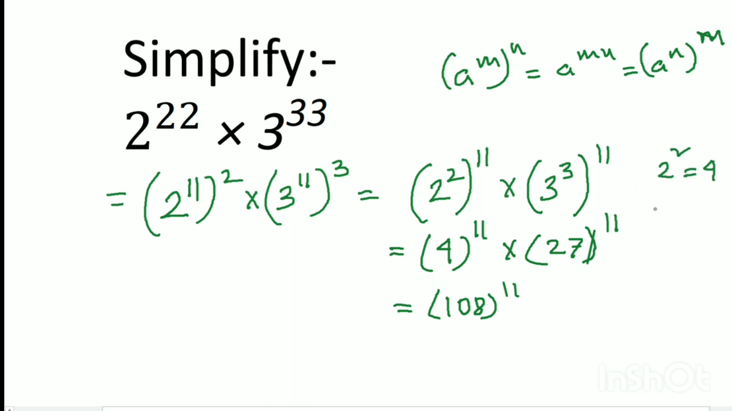2 squared is equal to 4 and 3 cubed is equal to 27, and 27 into 4 is equal to 108.